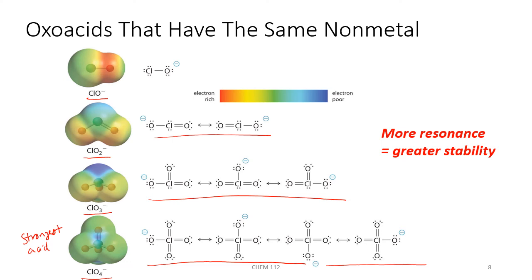ClO4 minus is the most stable conjugate base. The more resonance structures that we can draw, the greater the stability of that conjugate base. And if a conjugate base is more stable, that's going to lead to the acid being stronger. So in this family, hypochlorous acid would be the weakest acid. The quick way that we look at them to compare is just to simply look at how many oxygen atoms there are in that given oxoacid.